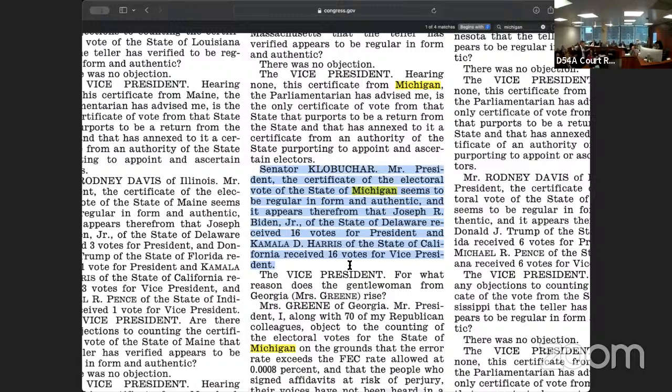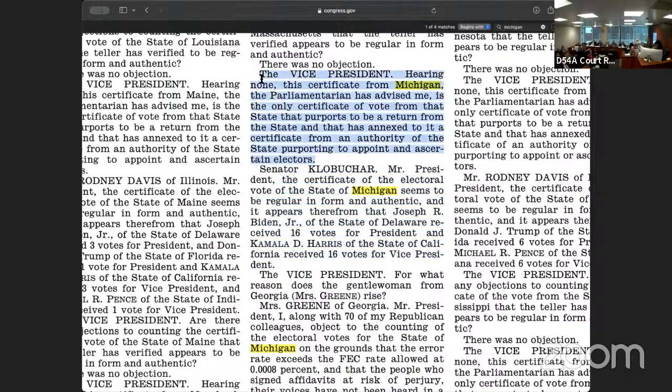Can you see that? Yes, sir. If you don't mind, could you please read the highlighted portion from Ms. Klobuchar? I was going to ask you how to pronounce that. Senator Klobuchar: Mr. President, the certificate of the electoral vote of the state of Michigan seems to be regular in form and authentic, and it appears therefrom that Joseph R. Biden Jr. of the state of Delaware received 16 votes for president, and Kamala D. Harris in the state of California received 16 votes for vice president. This is the reverse thing I was talking about.